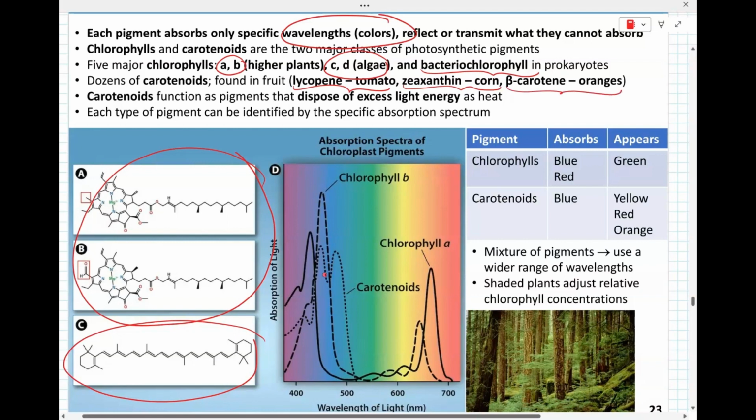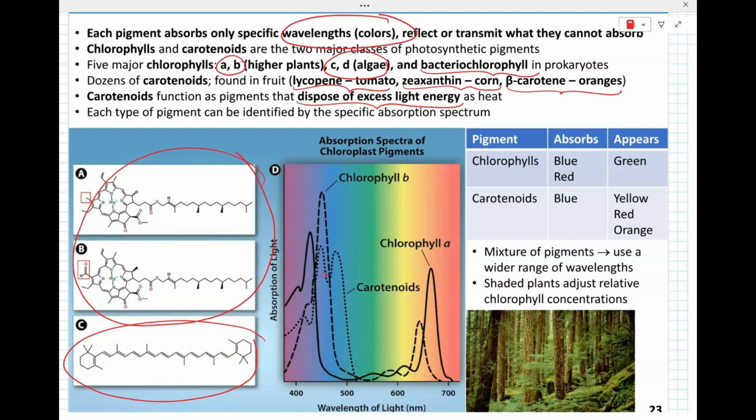The main function of carotenoids is to dispose of the excess light energy as heat, not so much participate in photosynthesis, but protect plants from excessive electromagnetic radiation coming from the sun. Every pigment, whether it's a chlorophyll or carotenoid, can be identified by its specific absorption spectrum.